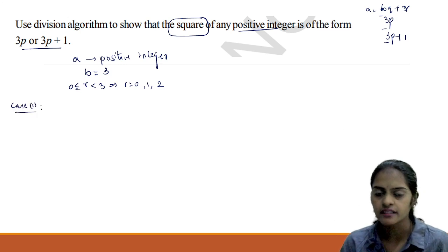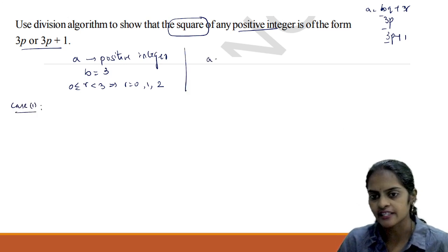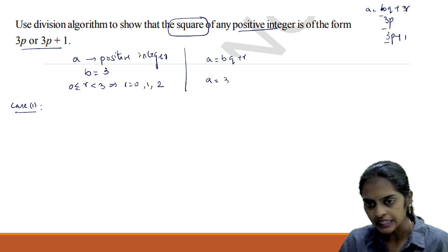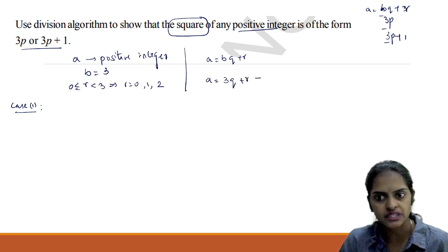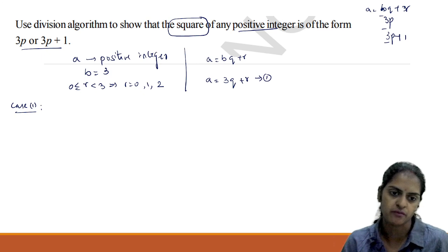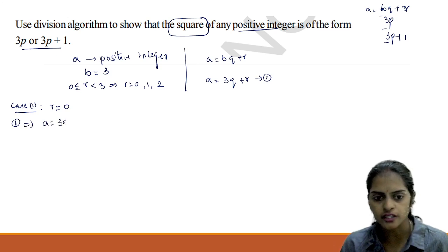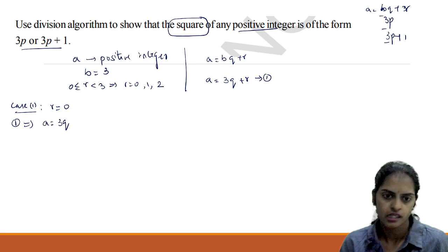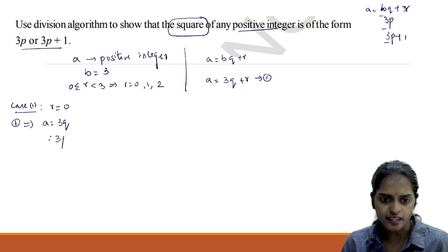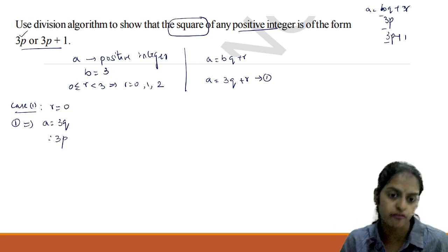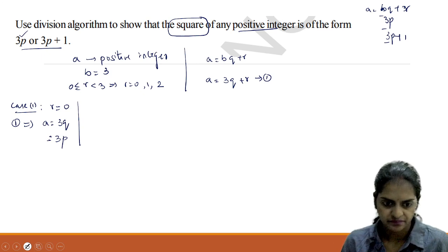So case 1, first, let us write Euclid's division lemma form a equal to bq plus r. In the place of b we have 3. So 3q plus r, this is equation 1. So case 1 when r is 0. So our equation 1 will become a is equal to 3q plus 0, or simply I can write it as 3p because here it is given in terms of p. I am writing 3p.